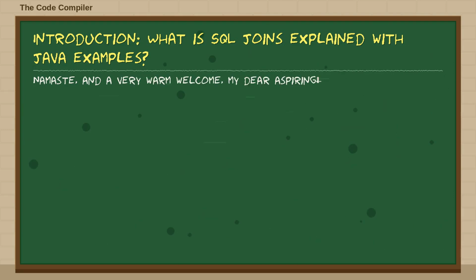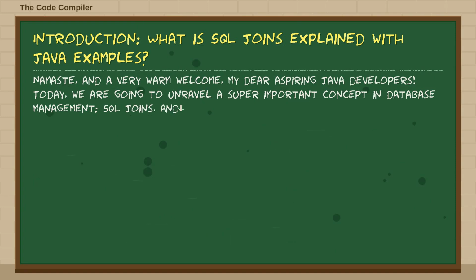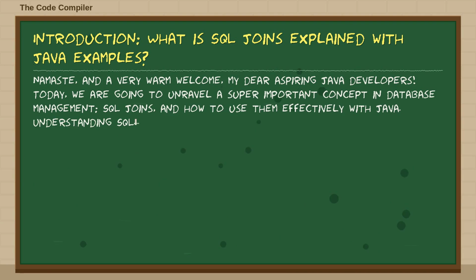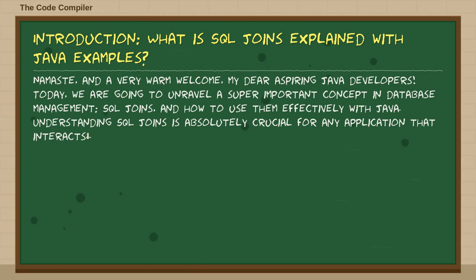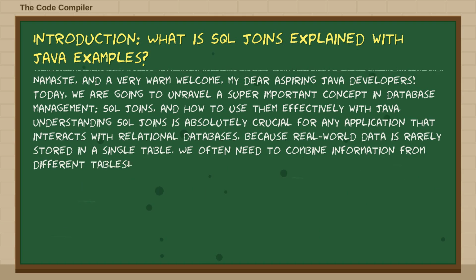Today, we are going to unravel a super important concept in database management, SQL Joins, and how to use them effectively with Java. Understanding SQL Joins is absolutely crucial for any application that interacts with relational databases, because real-world data is rarely stored in a single table. We often need to combine information from different tables to get a complete picture.